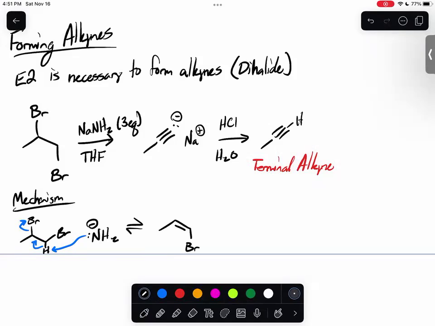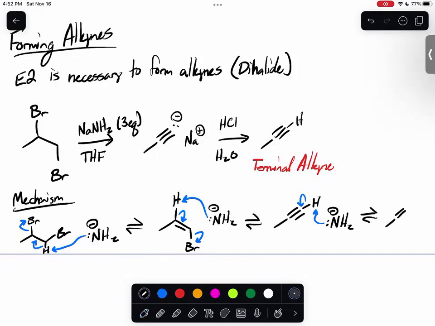Now, from here, we talked a little bit about how E2 needs that anti-periplanar hydrogen. And in E2, this is the only one that can actually get that leaving group to leave. So at this point, another equivalent of the NH2 minus is going to come around, grab that proton, form the alkene, and kick out the bromide. At this point, we have generated our terminal alkyne. But the thing is, NH2 minus is also a strong enough base to deprotonate this terminal alkyne, which ends up generating our negatively charged sodiated terminal alkyne.